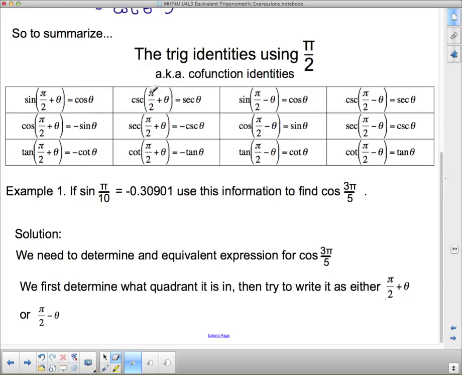So here's the summary of our trig identities. Now notice that they might be in a different order than I did over on the other one, but it doesn't really matter. For pi by 2 plus theta, we can write it as pi by 2 plus theta, or theta plus pi by 2, it doesn't really matter.